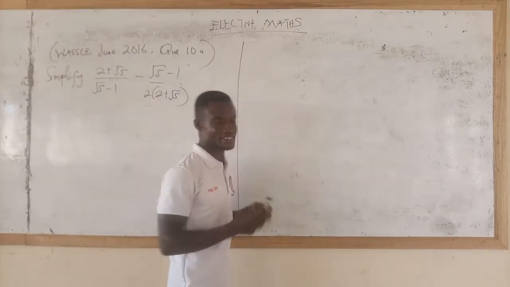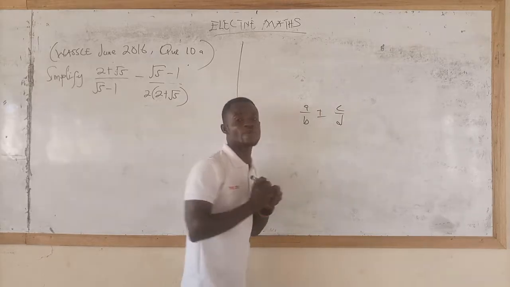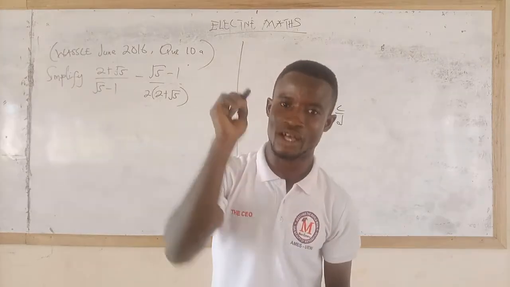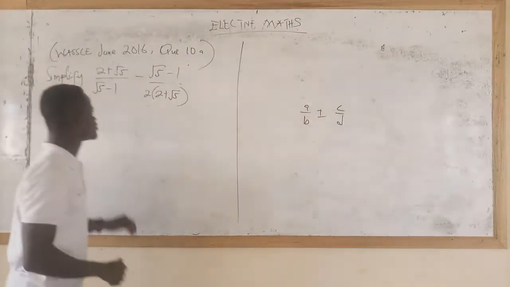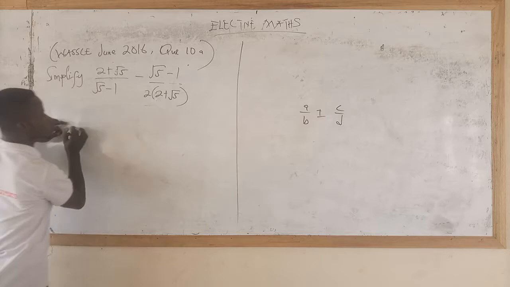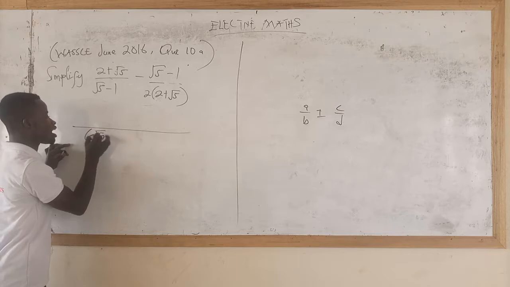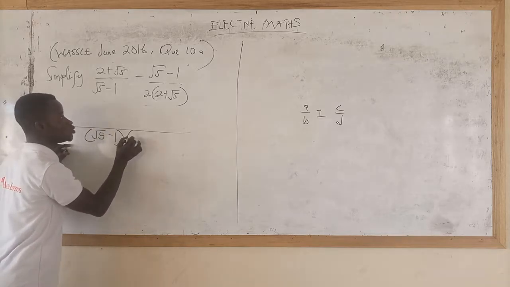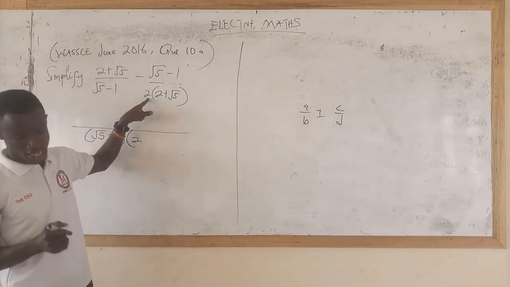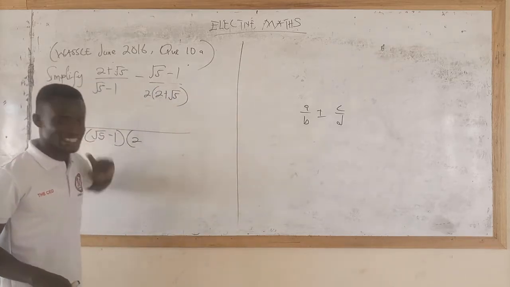So, you see, in mathematics, anytime you have A over B plus or minus C over D, something like this, the first thing that should come to mind is LCM. Very good. So here, you should think of LCM first. And the LCM of this is square root of 5 minus 1. 2, you see, if the outsider here will worry you, multiply it inside.